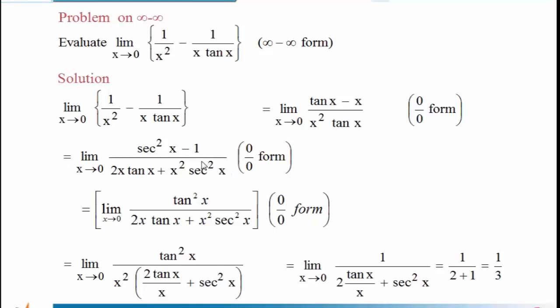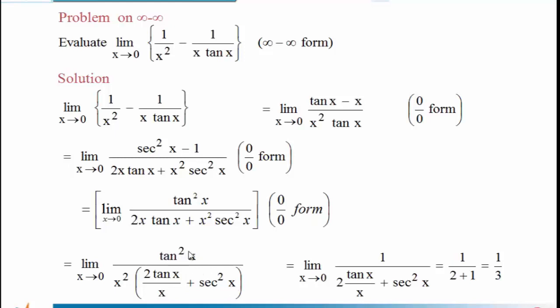Again, we know the equality sec square x minus 1 is nothing but tan square x. So replace it with tan square. Again observe that if you remove x square outside from the denominator, then in the bracket such type of terms will remain: 2 tan x divided by x plus sec square x.